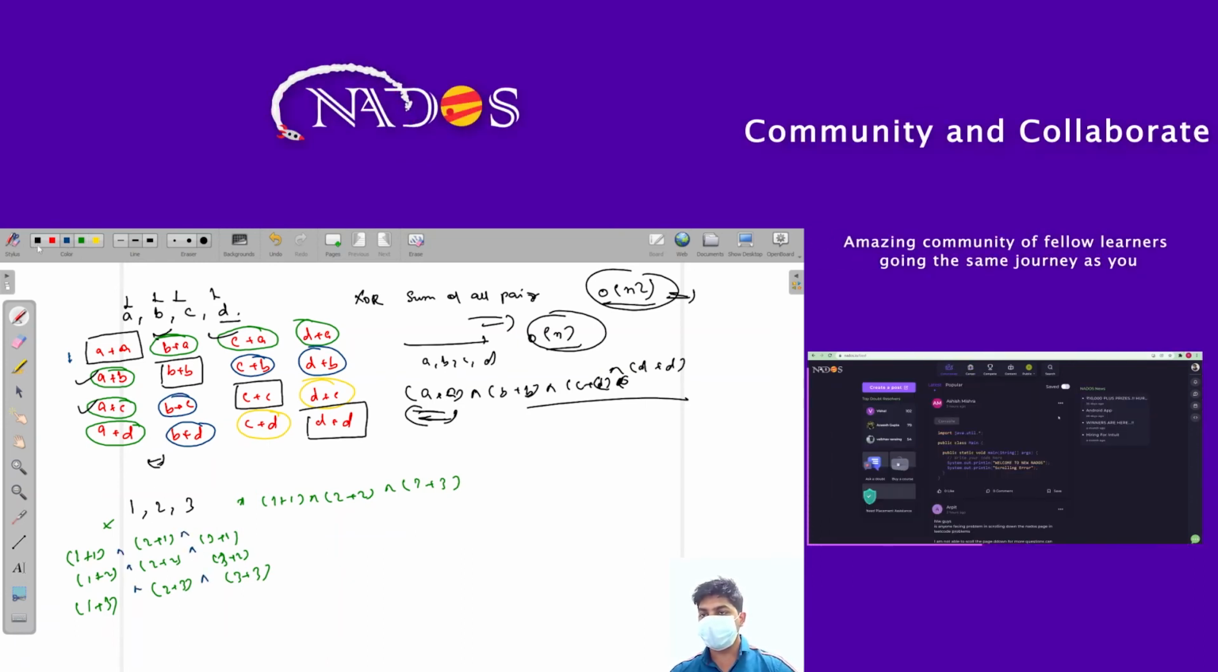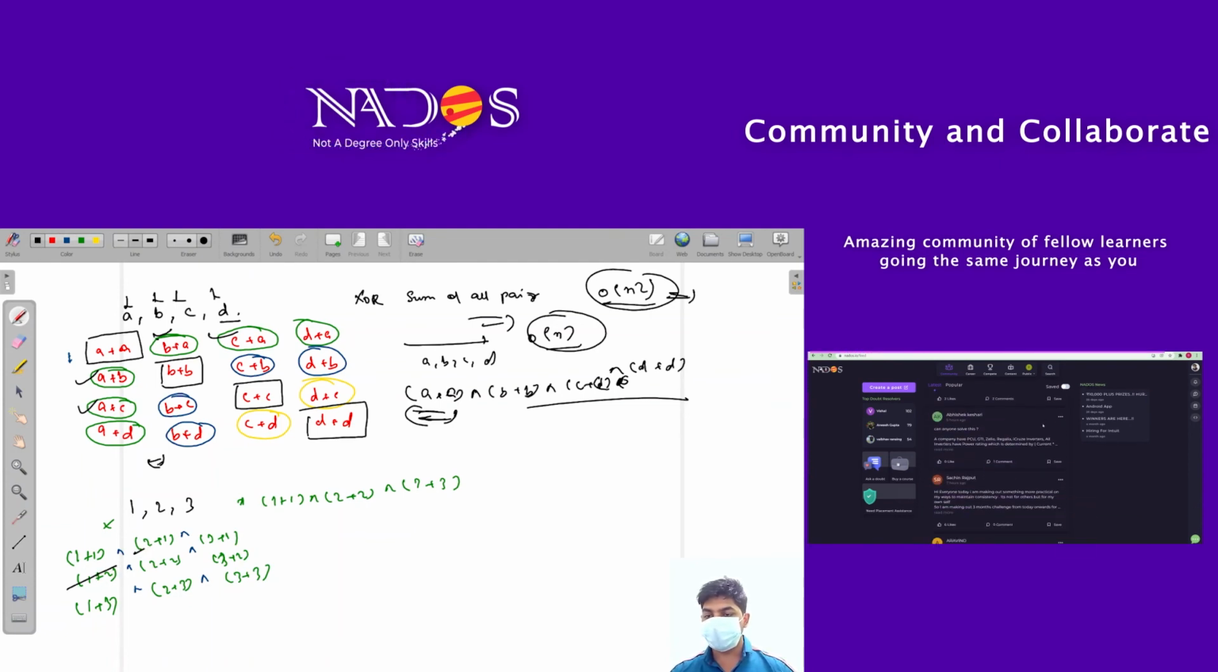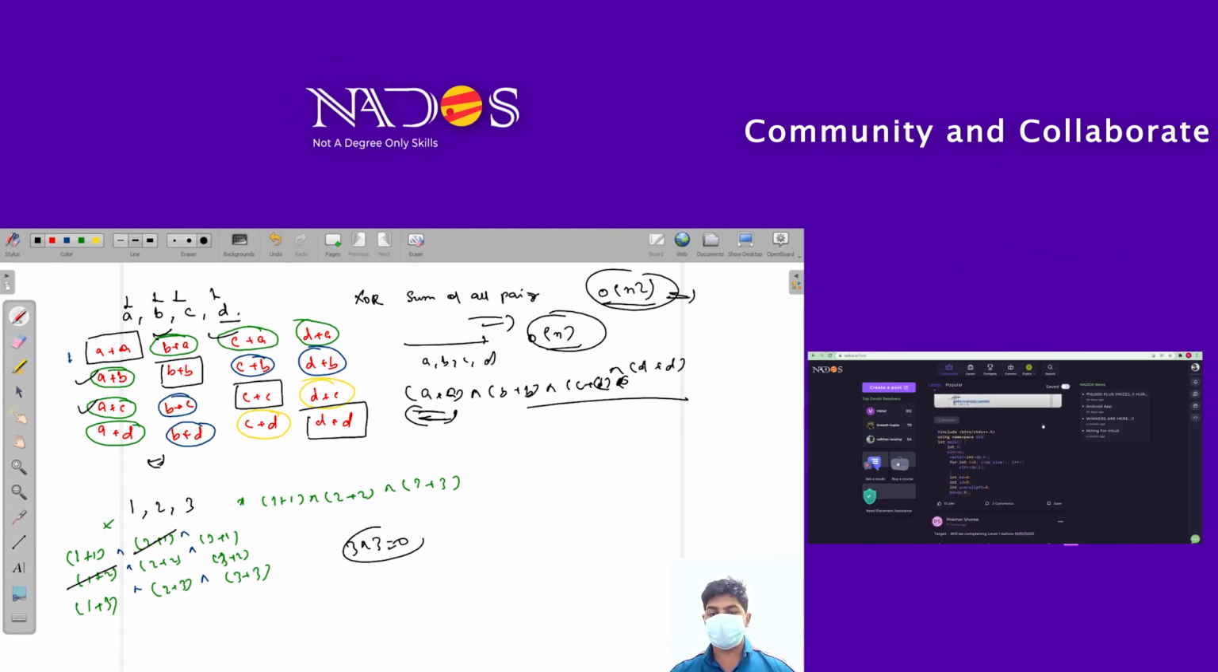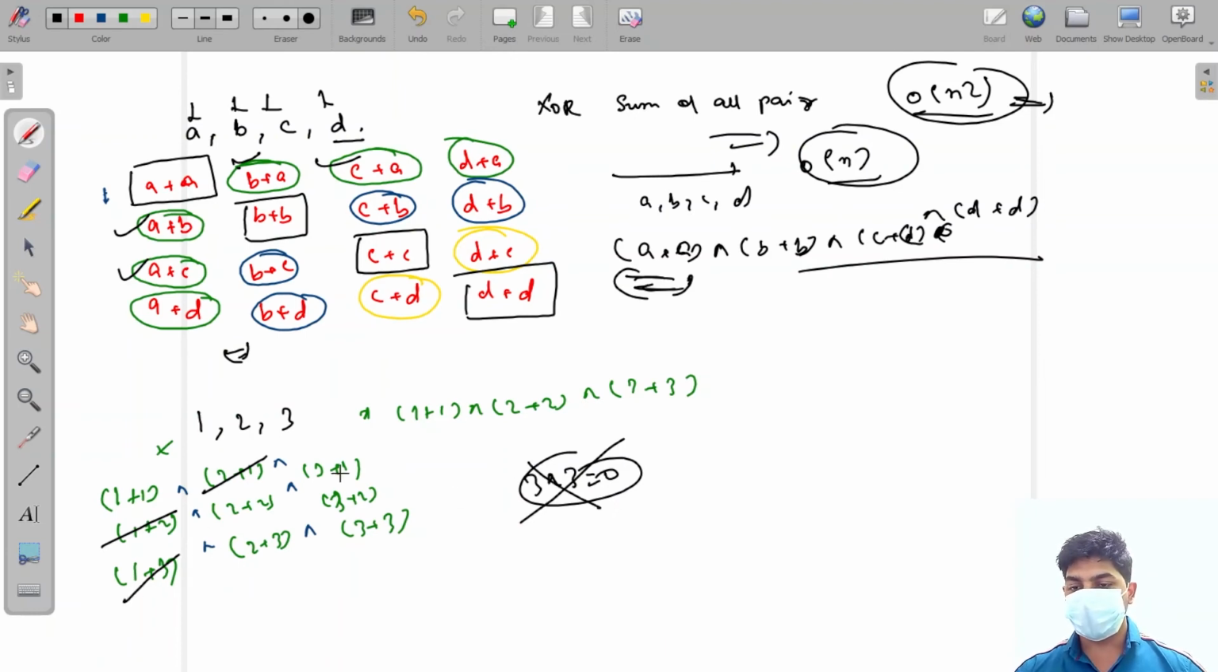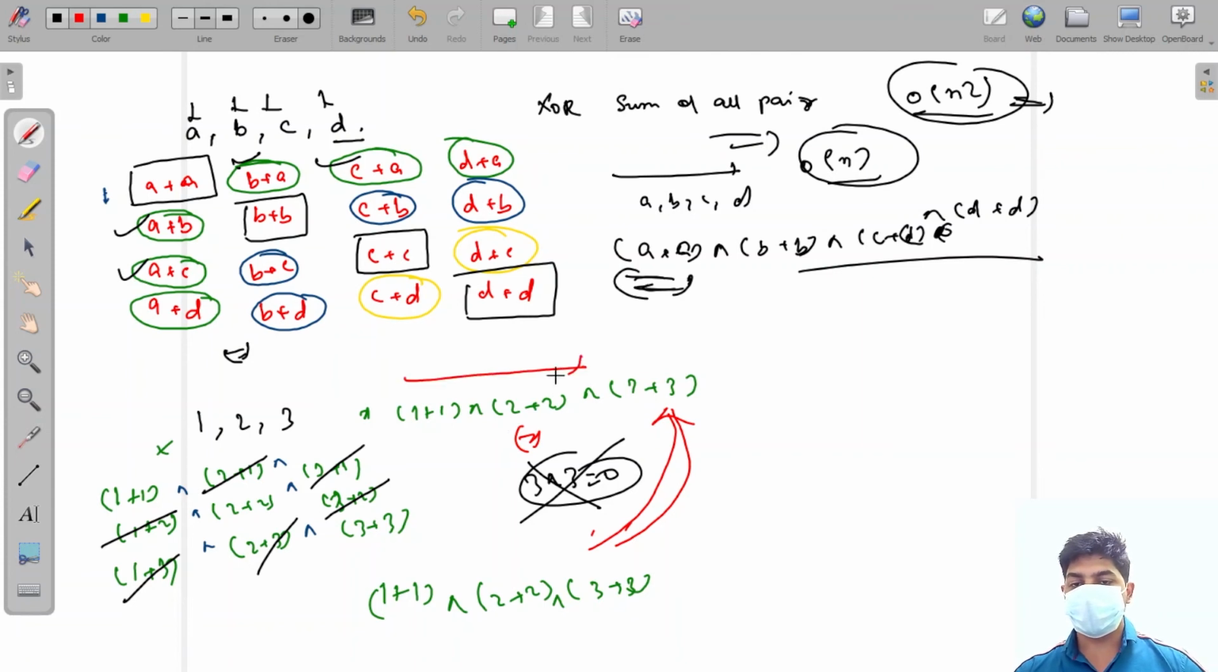So now if we see clearly, 1 plus 2 is 3 and 2 plus 1 is 3. These two 3s will cancel out each other, so there is no point in calculating. 1 plus 3 and 3 plus 1, both 4, will cancel out each other. 2 plus 3 and 3 plus 2, both are 5, so they will cancel out each other. So eventually we are left with calculating 1 plus 1 XOR 2 plus 2 XOR 3 plus 3. Okay, and if you look clearly, this is what we have written earlier also. So we are directly going to use this, and it will help us achieve order of n time complexity.